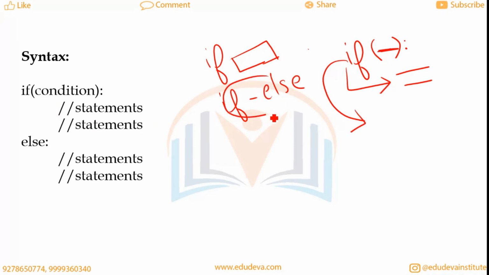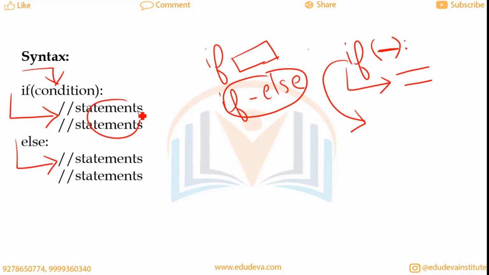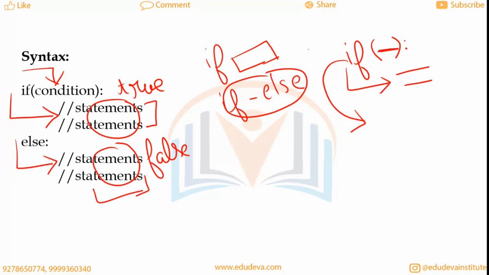But when we have the if-else condition, if the condition given in the if statement is correct, then we will execute the statements given under the if condition. Unless, if the condition is false, then we will execute the statements given under the else. Means we need to execute either these statements or those statements. If the condition is true, we will execute the statements given under the if statement, and if the condition given in the if statement is false, then we will execute the statements given under the else condition.